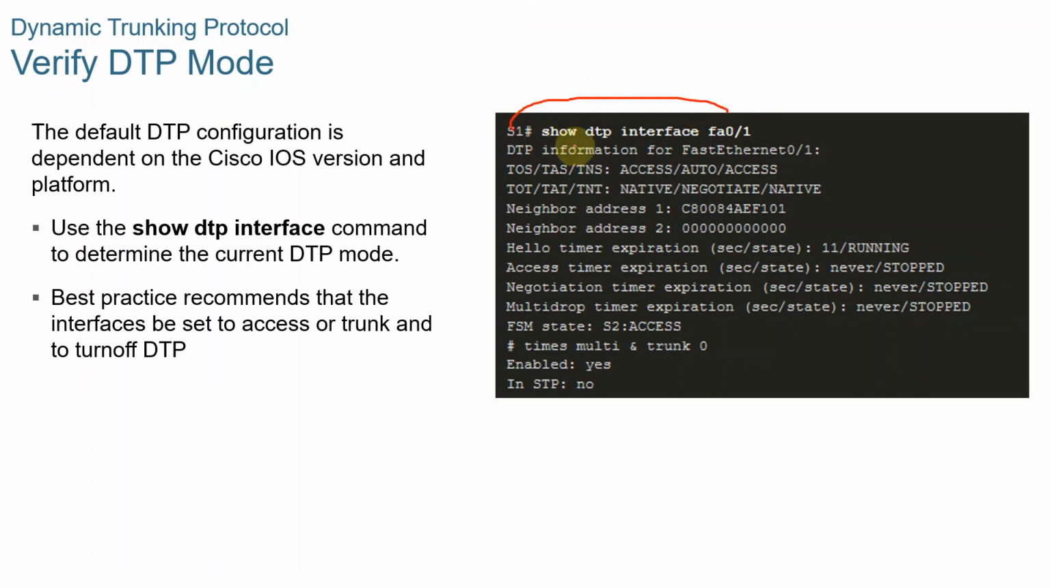Show dtp interface fa0/1. Okay, now take note that general practice is to set the interface to trunk and nonegotiate when a trunk link is required. So on links where trunking is not intended, DTP should be turned off.